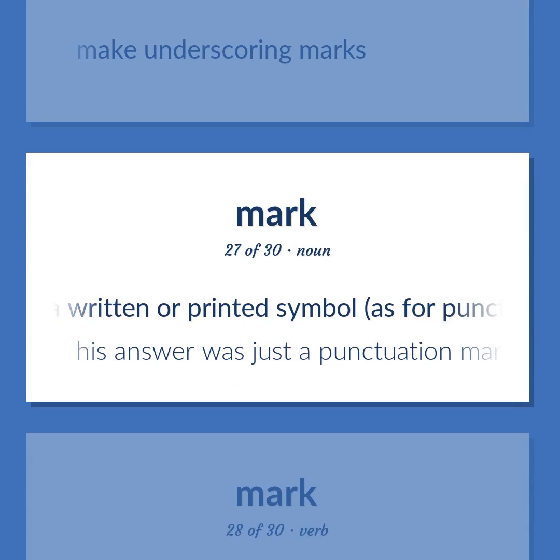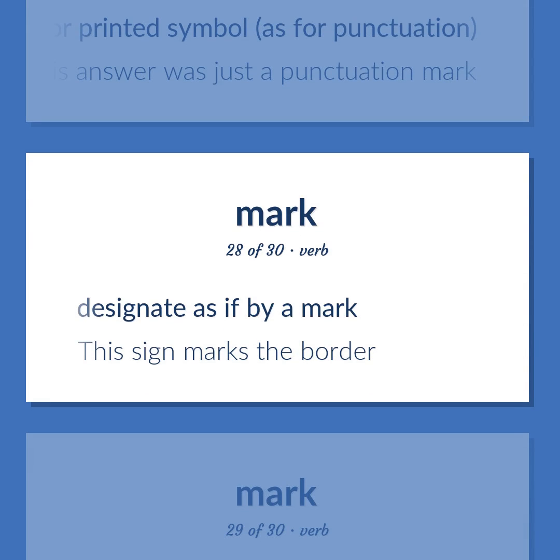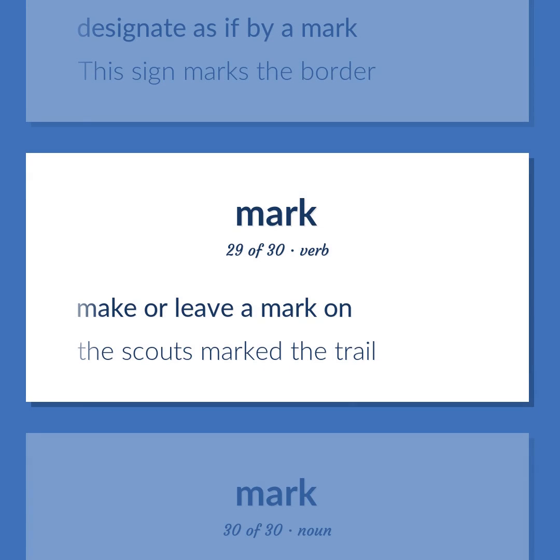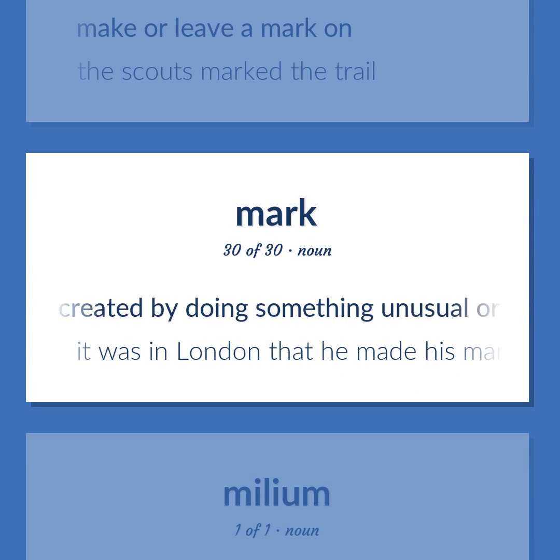A written or printed symbol, as for punctuation. His answer was just a punctuation mark. Designate as if by a mark. This sign marks the border. Make or leave a mark on. The scouts marked the trail. The impression created by doing something unusual or extraordinary that people notice and remember. It was in London that he made his mark.